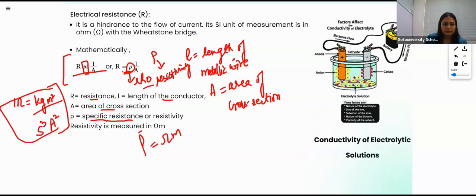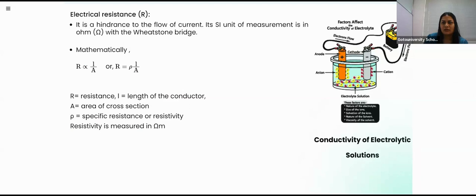Okay, if we revise this concept again, what is electrical resistance? It is the hindrance, or say the stoppage, observed by the flow of current in the conductivity cell. Its SI unit of measurement is ohm, which is a Greek symbol. In the Wheatstone bridge, we have studied in physics that there are 4 resistances, in which one resistance is unknown.